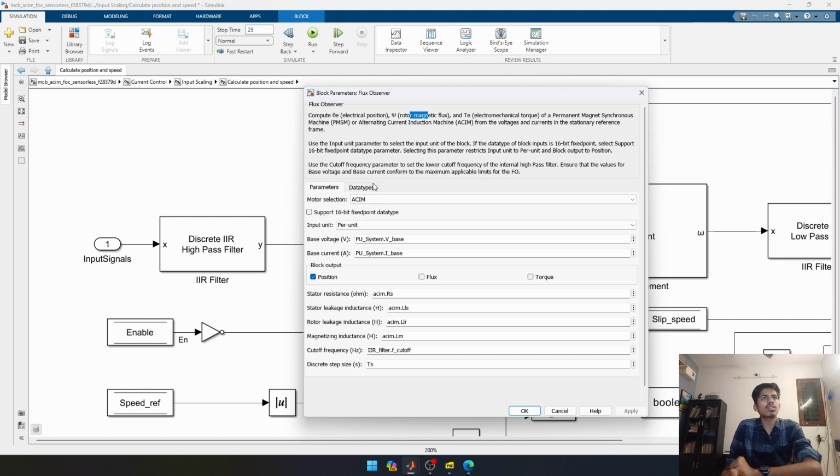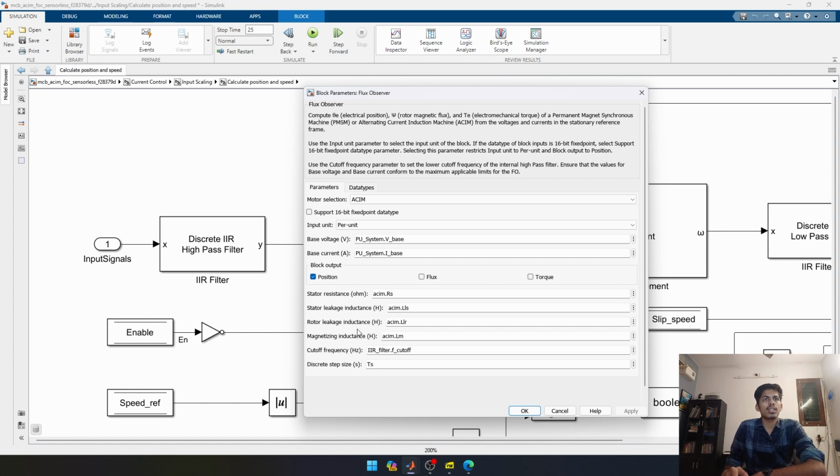This block can estimate the position, flux and torque of a PMSM or an AC induction motor. ACIM stands for AC induction motor. We are using an AC induction motor, and the input is in per unit, which we are using. We have converted all the values in our FOC system to per unit, so we have given the base voltage and base current to this block. To estimate the rotor flux, it needs all these parameters.